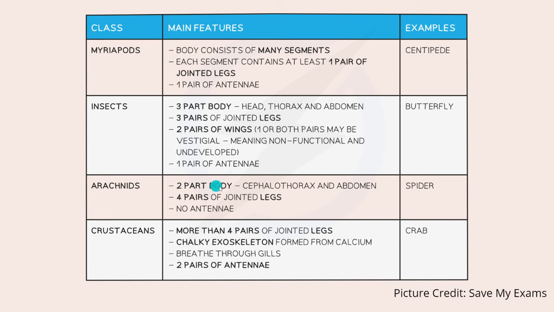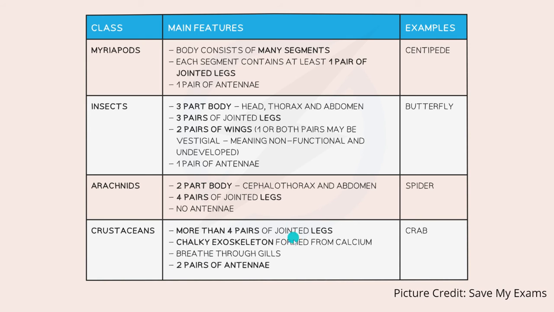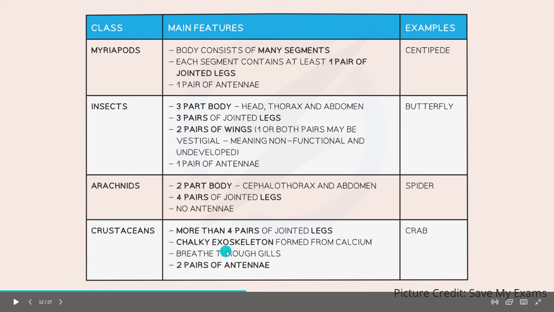Arachnids have two body parts, thorax and abdomen, and have four pairs of jointed legs, but they don't have any antennae. So basically you can take spider as an example. Crustaceans have more than four pairs of jointed legs. They have an exoskeleton and have two pairs of antennae. For example, crab.